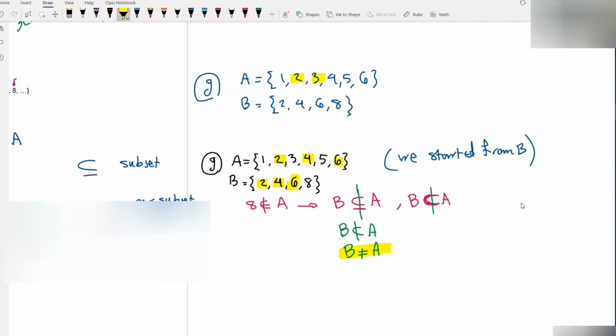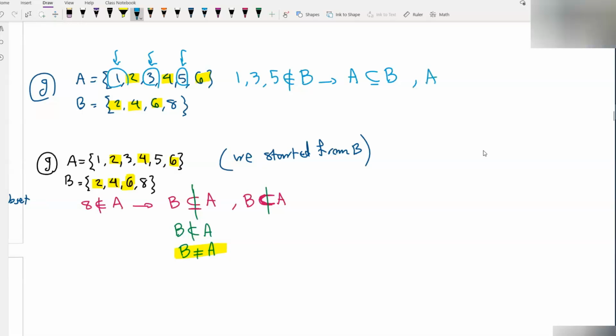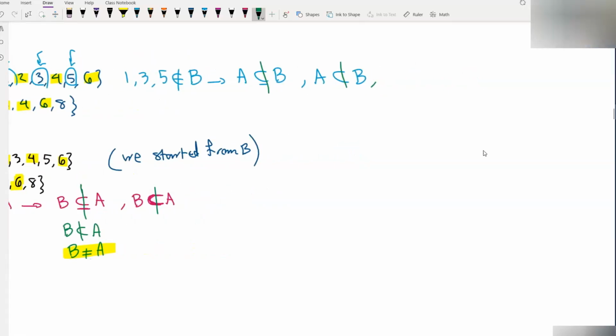Obviously we don't. We only have these again. And we don't have 1, 3. Yes, we don't have these 3 inside B. Is A a subset of B? It's not. Is A a proper subset of B? No, it's not. So this means our answer is, again, A is not equal to B.